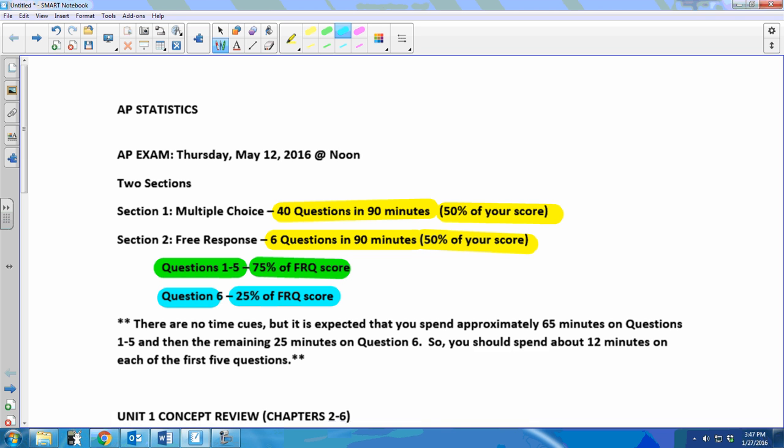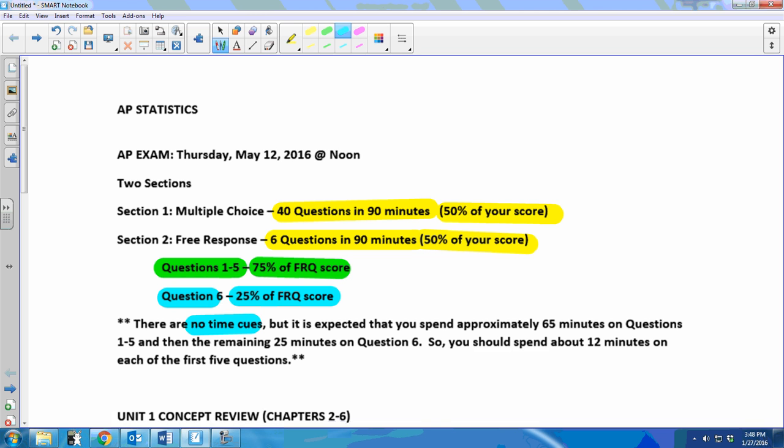Question 6, however, is an investigative task. And so the investigative task may involve something you already know how to do, and then it'll lead you through how to do something else. So you have to think a little bit more, you need more time on it. They're trying to see if you can apply the concepts from statistics and not just throw out a bunch of things you memorized.